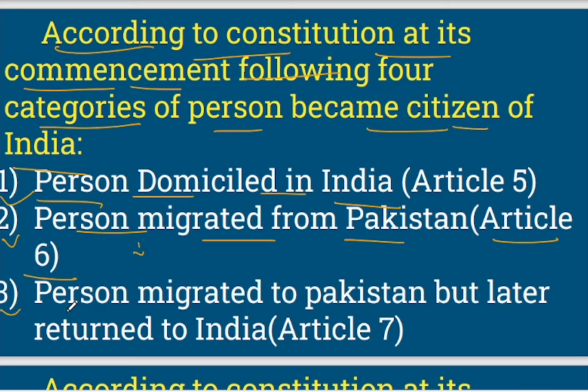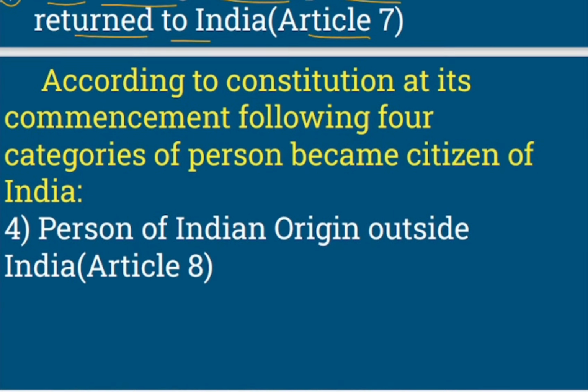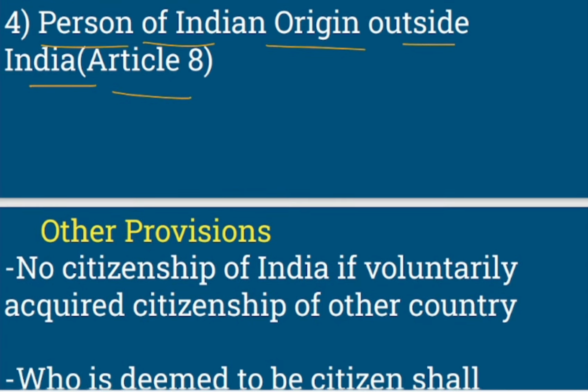Then Article 7. According to Article 7, persons migrated to Pakistan but later returned to India were also citizens of India. So this is in Article 7. All these provisions were there when there was the commencement of the constitution in 1950, right? Then Article 8 says that a person of Indian origin outside India is also a citizen of India. This provision was also at the commencement of the constitution, right? Now let's move to the next slide.